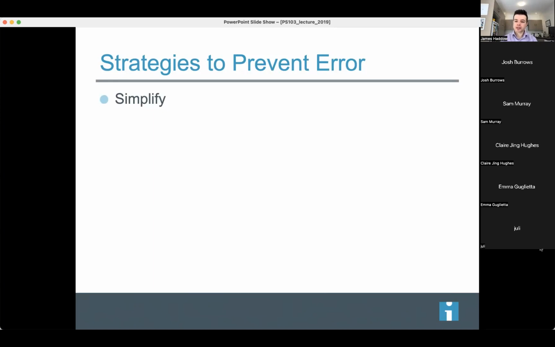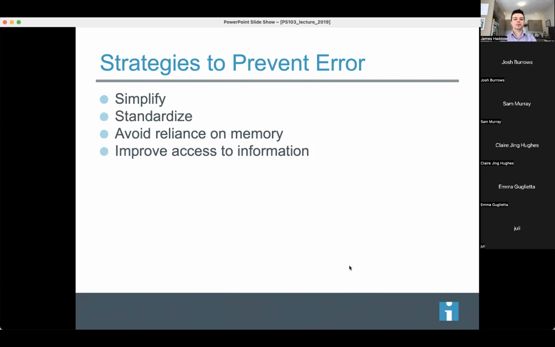Julie, avoid memory-based tasks. Yep, so checklists is one thing. Other ways to prompt people how to do stuff, such as automated things, for example. So you take it out entirely. You have timers and clocks. Standardize. Yep, standardize. So that's about protocolization. Getting people to do the same thing every time creates less error. So yeah, standardize is on there. Avoiding reliance on memory. Improve access to information.